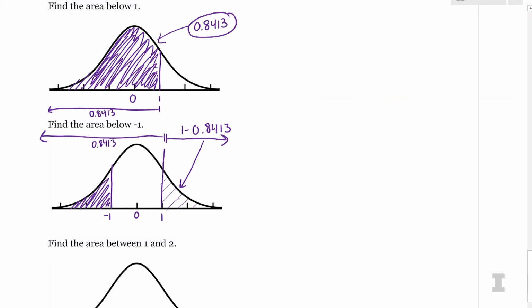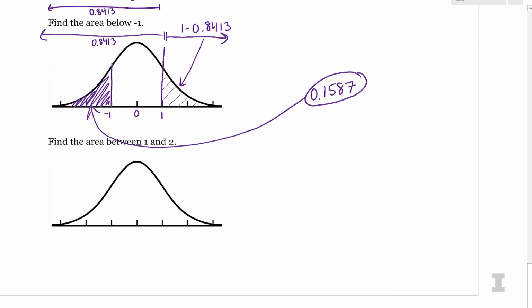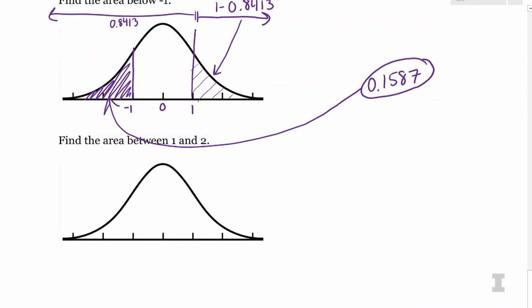So what do I get for that? So that tail is 0.1587. All right, so that is 0.1587, or about 16%. It does get a little tricky when we're looking at negative numbers, because you have to think about the curve being symmetrical, think about the percentile that you can get, and then how that relates to what area you want. So very last one, it says to find the area between 1 and 2.